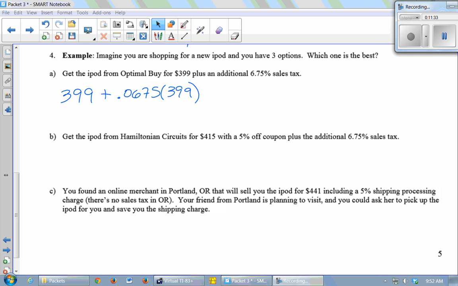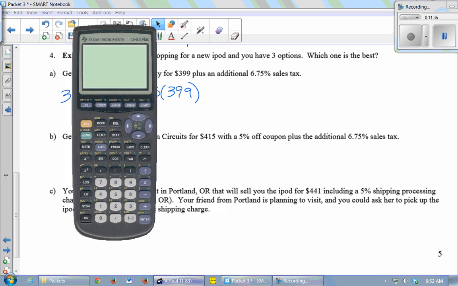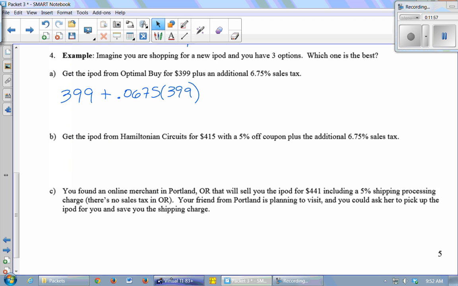And if that is difficult for you to remember how many and which way, just remember what percentage means, right? Percent means over 100. So 6.75% means 6.75 per 100, which is 0.0675. So it's another way to convert it.